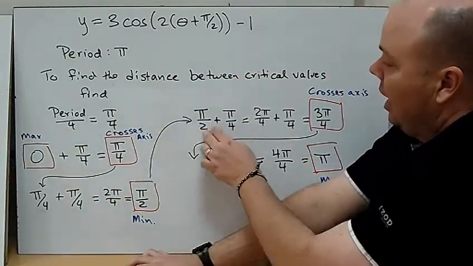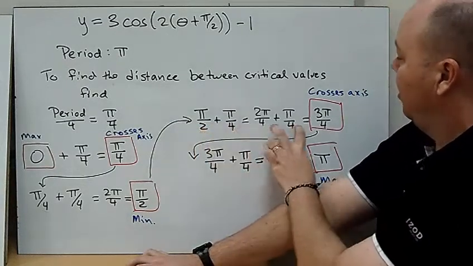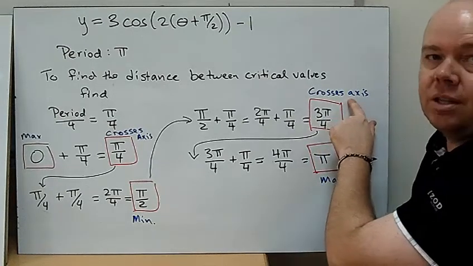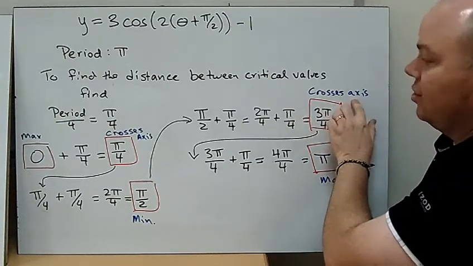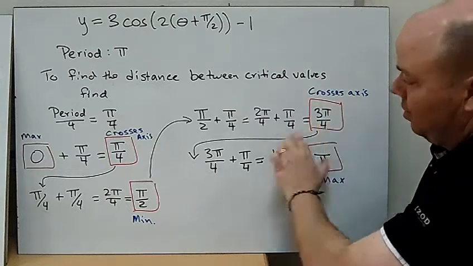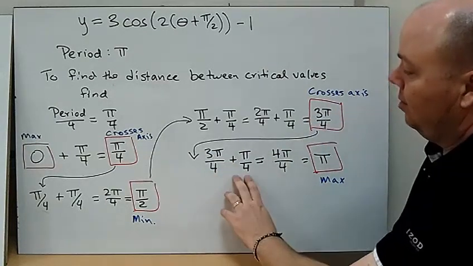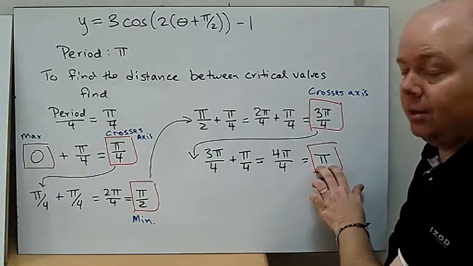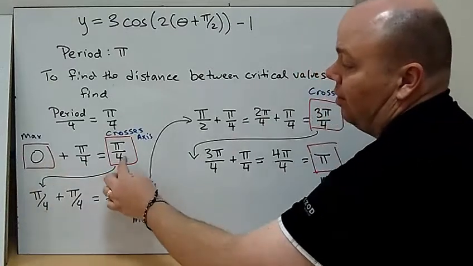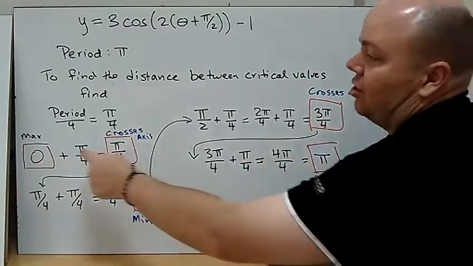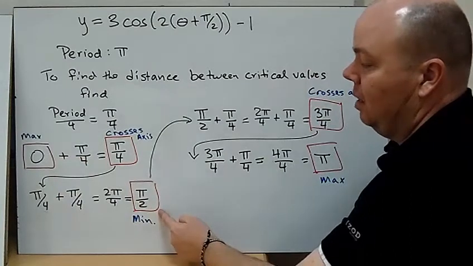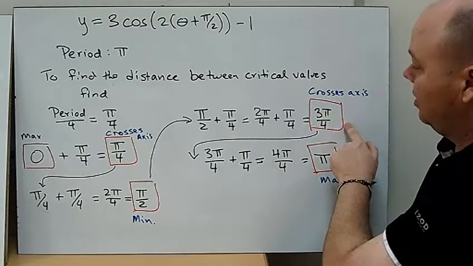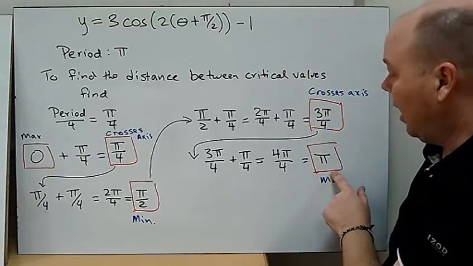Up here again, now pi over 2 plus pi over 4, that's 3 pi over 4. So that's where it's going to cross the horizontal axis again, or the sinusoid axis. Okay, bring that down, 3 pi over 4 plus pi over 4, that's 4 pi over 4, or pi. So this gives me the 5 critical values that the function has. Starts here, crosses, has a minimum here, crosses the horizontal axis again, the sinusoid axis, and then has a maximum at pi.